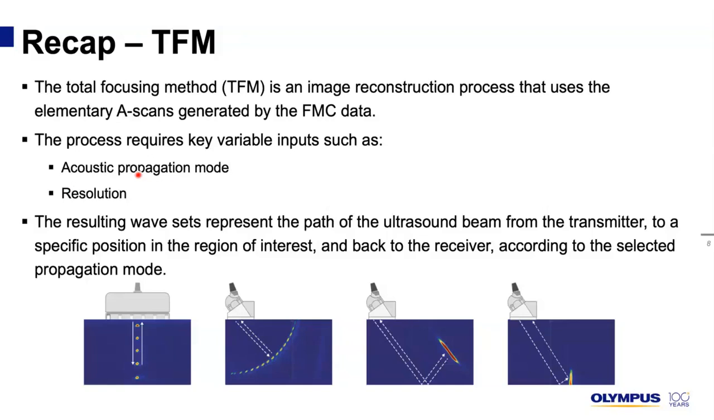The resulting wave sets represent the path of the ultrasound beam from the transmitter to a specific position in the region of interest and back to the receiver, according to the selected propagation mode. For example, with a 2T, we expect to pulse, hit something, and then receive. With a 4T, we expect to pulse, skip, hit something, come back, skip, and then go back into the probe.